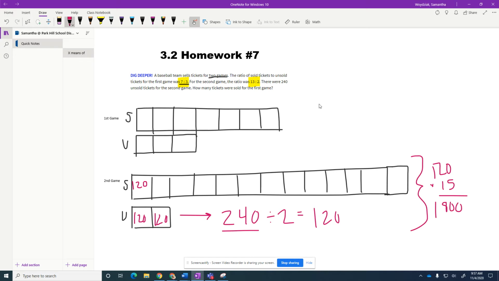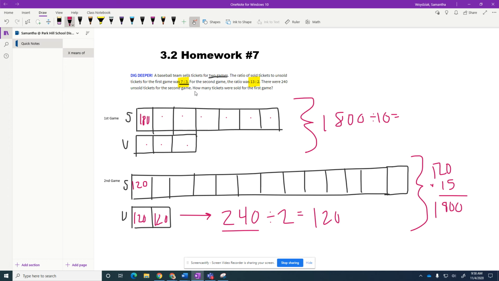Okay, so I know that all of this together is going to be 1,800 because we're playing at the same place. They're going to have the same amount of tickets. They just have a different ratio of sold to unsold. So if all of these pieces together equal 1,800, all I need to do is figure out how many pieces I have. So I have 1, 2, 3, 4, 5, 6, 7, 8, 9, 10. Right? So if I take 1,800 and I divide that by 10 pieces, I know that each piece is going to be 180, right? And since they're a different ratio, it does make sense that a piece down here was 120 and a piece up here is worth 180.